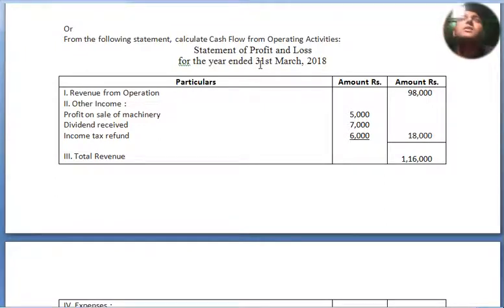Before that, we have the particulars and amount: debit all expenses, credit all incomes and gains. Revenue from operations is basically sales only. This is quite a typical term which we use in class 12. It is not easy to understand; at once you cannot grasp it. But when you open the book, you will get similar kinds of sums, and if you practice, you will get it.